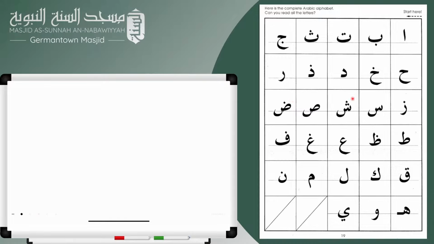Let's go over the third line again. Za, za, za, sin, sin, sin, sheen, sheen, sheen, swad, swad, swad, rod, rod, rod. Moving on. Fourth line, first box. Twa, twa, twa.